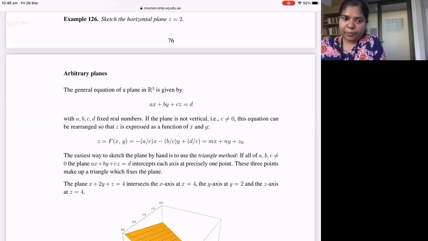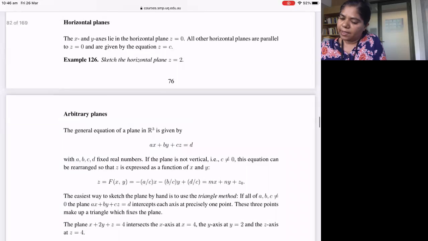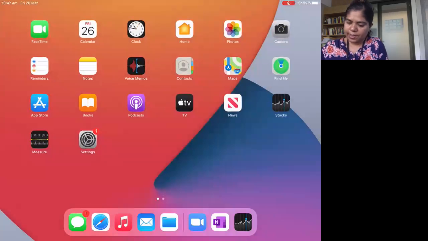The equation of a plane in 3D is given by ax plus by plus cz equals d, where a, b, c, d are constants. So what does it mean by a horizontal plane, and what does it mean by a vertical plane? Let's do this.